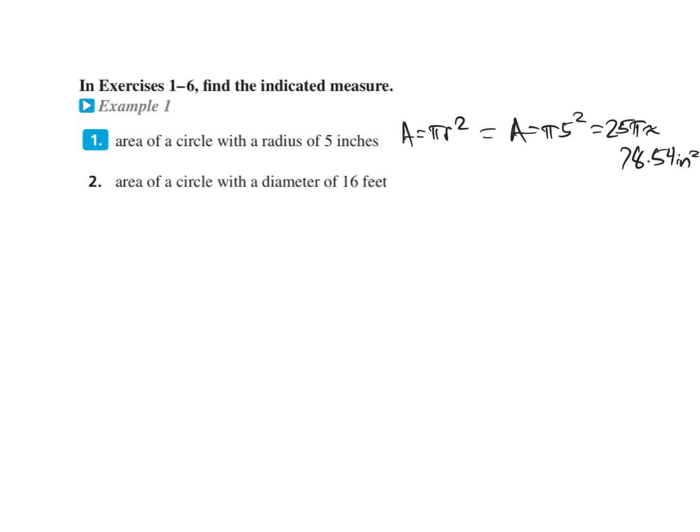Now number two, area equals pi r squared, and they give us the diameter, so the radius is 8. So this will be 8 squared times pi, or 64 pi. And again, on your calculator, 64 times pi is 201.06, and this will be square feet.